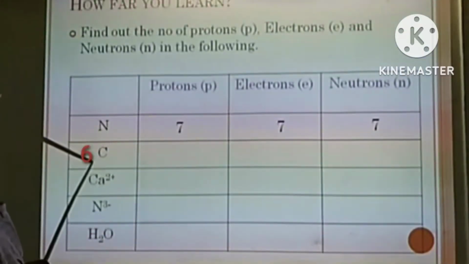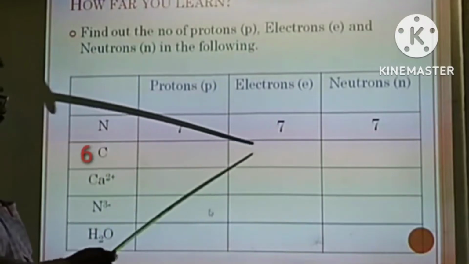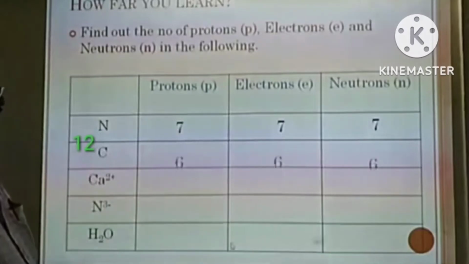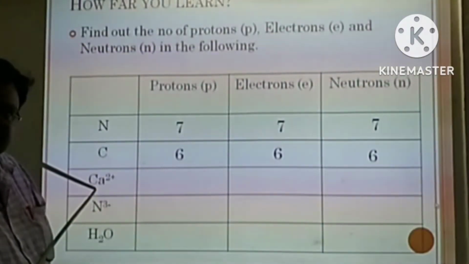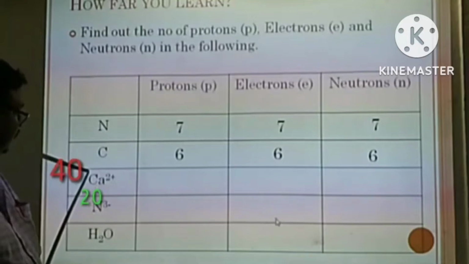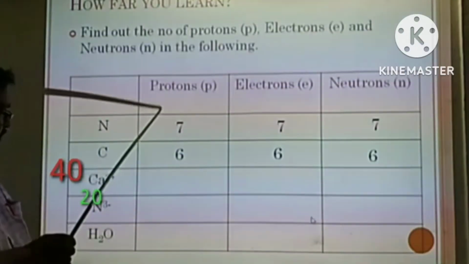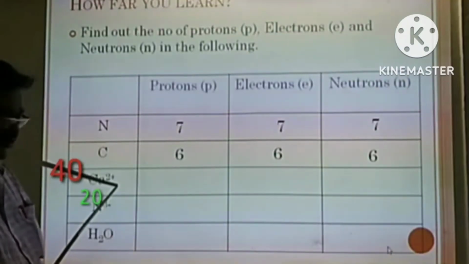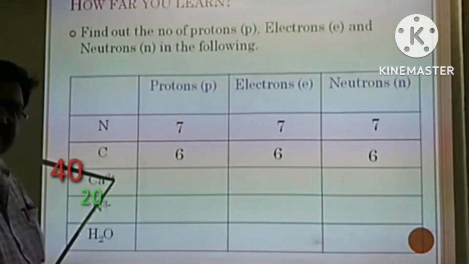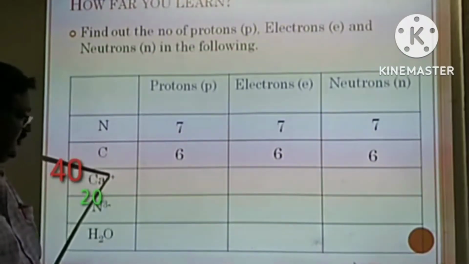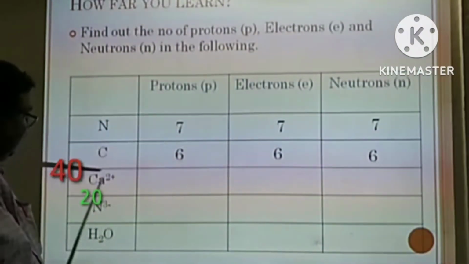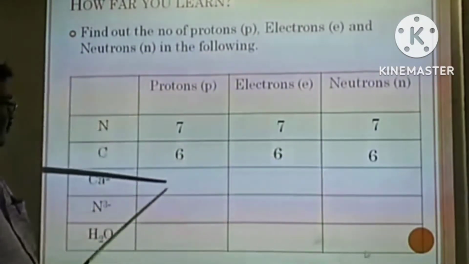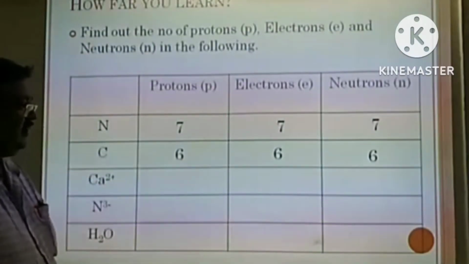Similarly carbon, atomic number 6, so proton 6, neutral है तो फिर इलेक्ट्रॉन भी 6 होगा. 12 मास है, 12 minus 6 is 6. Calcium, its atomic number is 20, mass number is 40, atomic number is 20 means proton is also 20, but here is two positive charges. So 2 electrons are removed, means 20 minus 2 is 18 electrons, and 40 minus 20 is 20 neutrons. So we have got finally 20, 18 and 20.